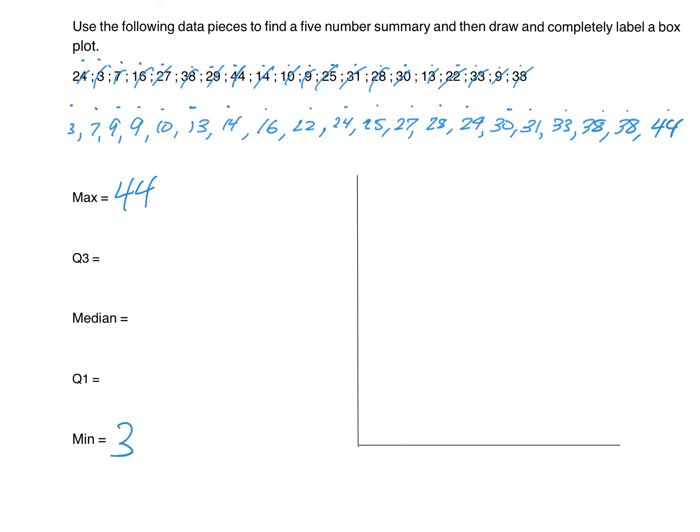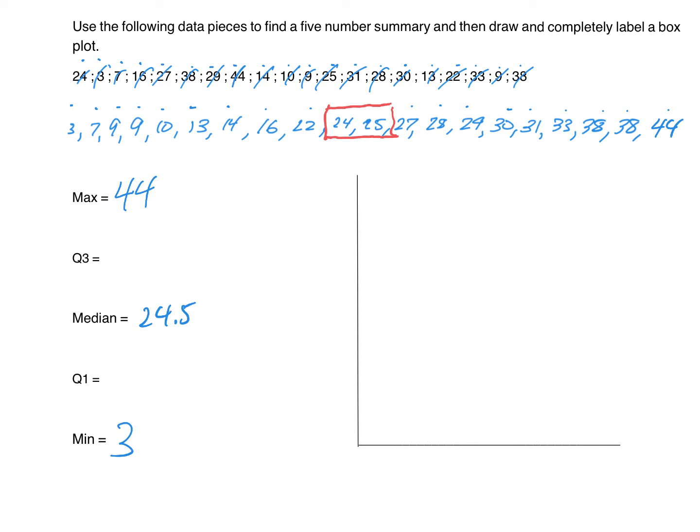So 1, 2, 3, 4, 5, 6, 7, 8, 9 puts me here. 1, 2, 3, 4, 5, 6, 7, 8, 9 puts me here. So these two numbers that I'm boxing off are in the middle. Ladies and gentlemen, what is the average between 24 and 25? 24.5 is your median.